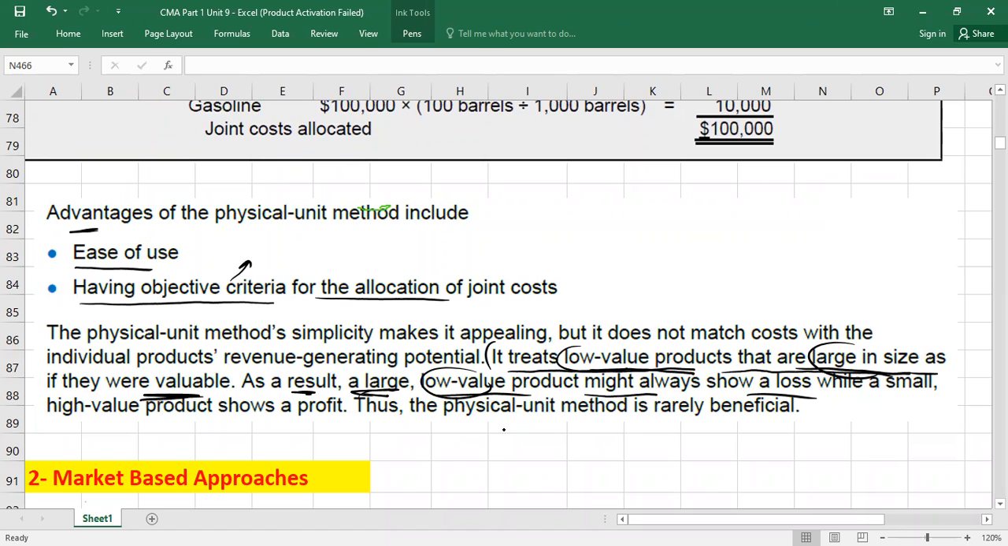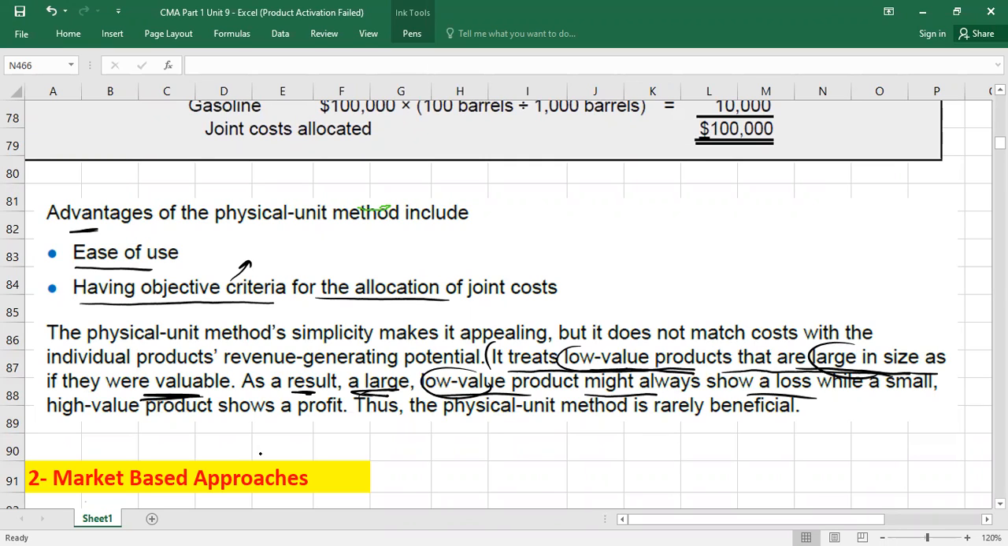Understood? And vice versa, you can also reverse the scenario. If you have a high value product which is small in quantity, it will absorb less cost and show more profit. Understood? So this is the drawback with this technique.